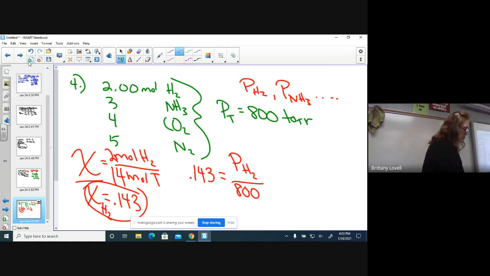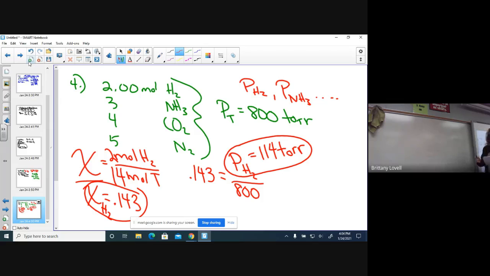And so now at this point, can you solve to find pressure caused from the hydrogen? All right. So I'm just going to do 0.143 times about 800. And that tells me the pressure caused from the hydrogen gas is about 114.4, but 114 torr of pressure. That's my pressure of the hydrogen gas. So here's the thing. They want you to do this for every gas that's there. So that's what you need to do.